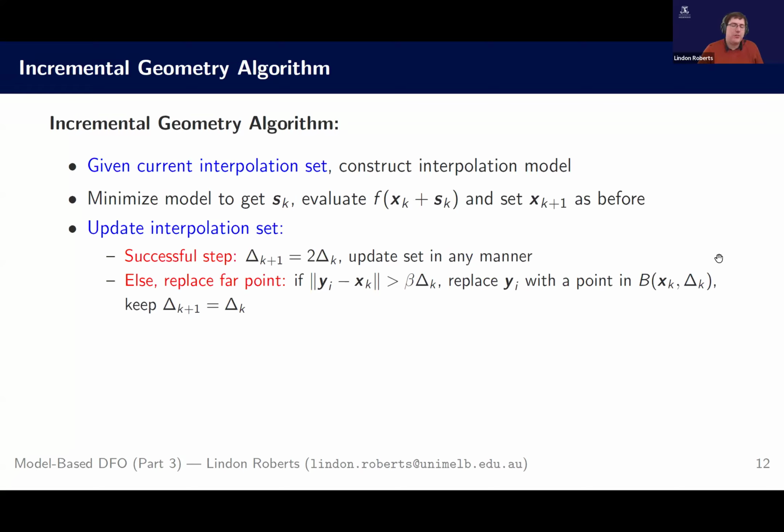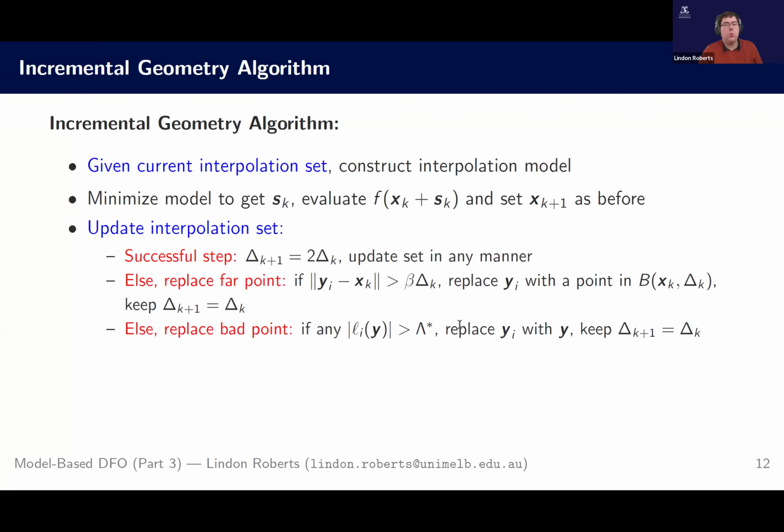Okay, so now we've got an unsuccessful step and all our points are close to xk. Well, the next thing we need to look at is lambda poisedness. So what we're going to do is we're going to run one of these geometry replacement steps. So we're going to have a check of our lambda poisedness. If any of our Lagrange polynomials get too big, we're going to make one of these swaps. We're going to get rid of yi, we're going to replace it with this new value of y, and again, we're going to keep the trust region radius constant.